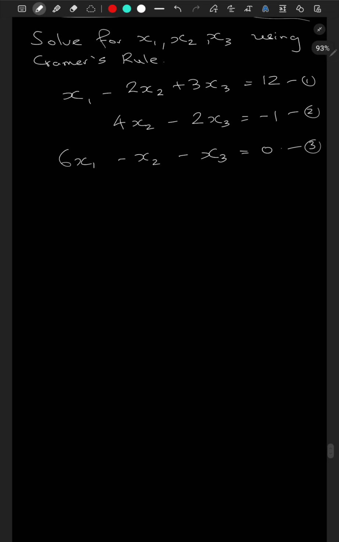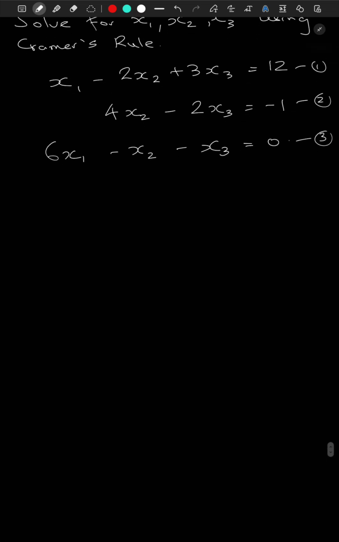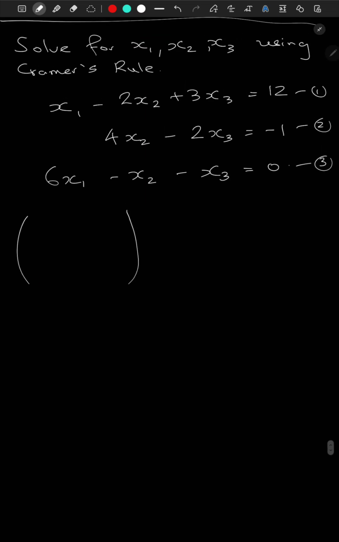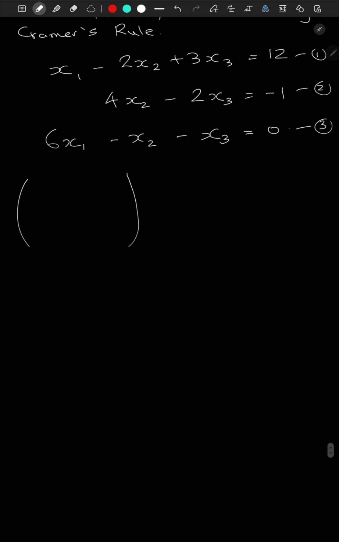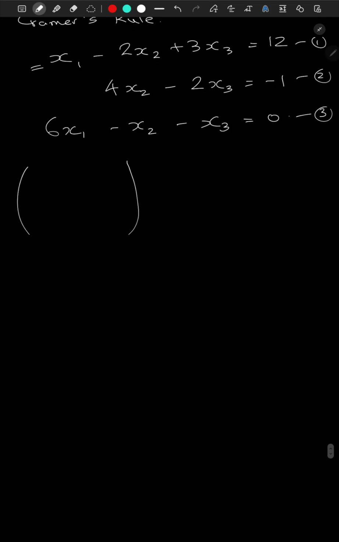Now these 3 equations we can put as a matrix. So in matrix form, we'll have the coefficients of x1, x2, and x3 in a 3 by 3 matrix. Let's put all the coefficients of x1, x2, and x3. So for the first equation it is 1, minus 2, and 3. So this is the first row. And for the second one, we don't have x1, so it is 0, 4, and minus 2. And this one is 6, minus 1, and minus 1.